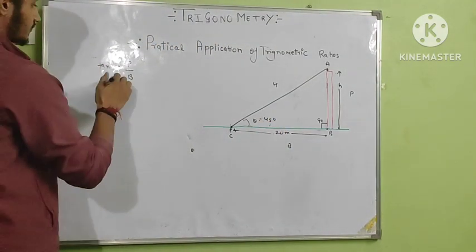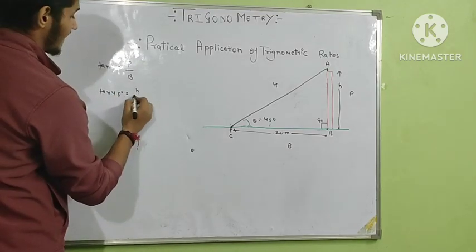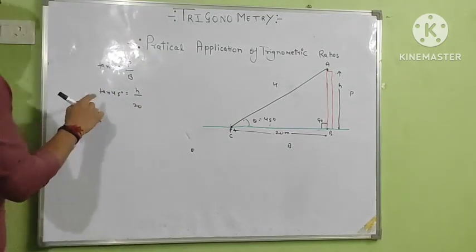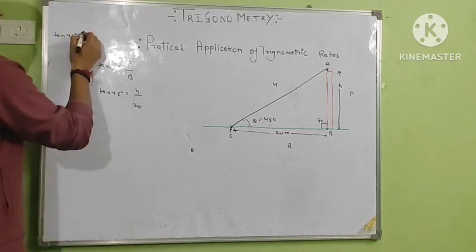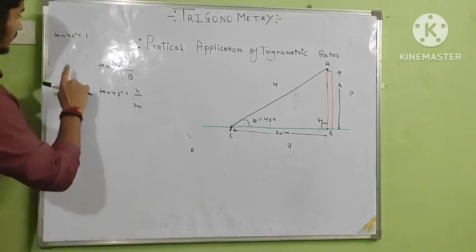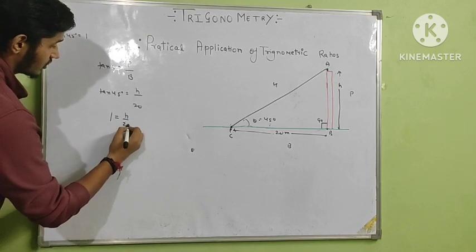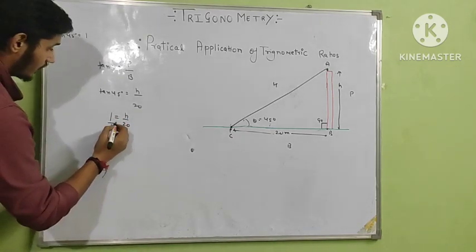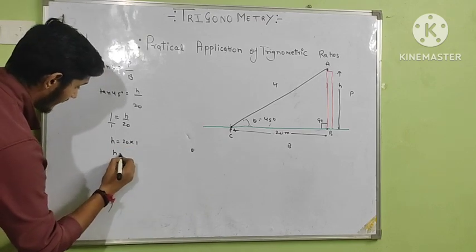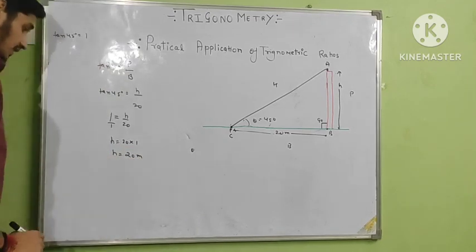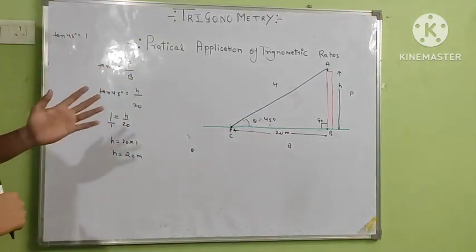Now tan 45 is equal to perpendicular, that is height, upon base, which is 20. Students, the value of tan 45 you will learn in the next topic, that it is 1. So we put the value of tan 45 as 1 and we get the equation 1 is equal to h upon 20. We cross multiply this equation and get h is equal to 20 into 1, that is 20 meters. That's how we get the height of a tree with the help of trigonometric ratios.